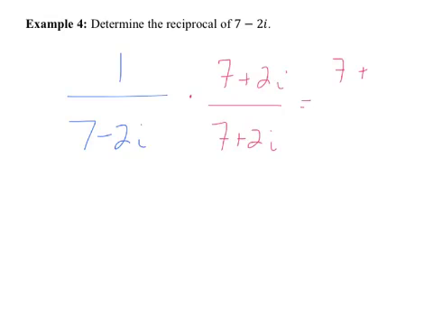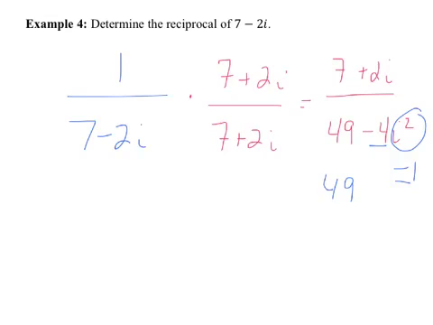So we have 7 plus 2i up top, because that doesn't change with the 1 there. The denominator becomes 49. Inner and outer cancel. It's going to be minus 4i squared. Well, this means plus 4, right? Because this is really a negative 1. So negative 4 and negative 1 is positive 4. So this denominator becomes 49 plus 4, which is just 53. So your answer is 7 plus 2i over 53.